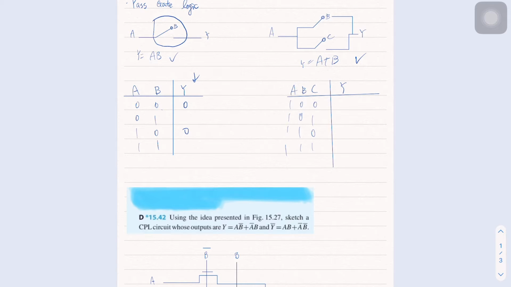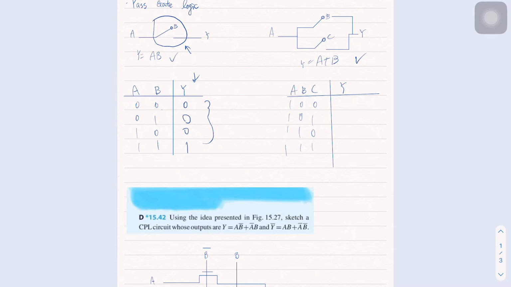However, if B is 1, that means this connection here is connected. So then the value of Y will depend on the value of A. If A is 0, then Y will be 0. And if A is 1, then Y will be 1. And if you look at this truth table here, the NAND gate's logic has the same values as a regular Boolean logic truth table.